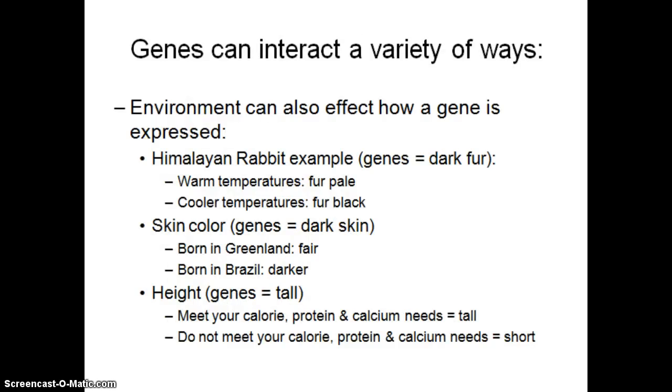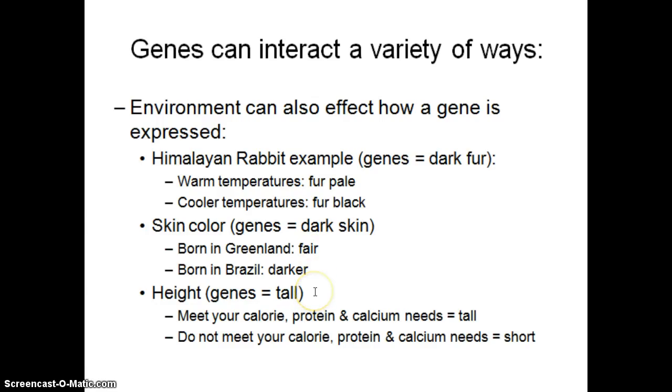The environment can also affect how our genes are expressed. So if you were to look at a Himalayan rabbit, where it's warm, their fur is really, really pale, and where it's colder, they have black fur. So that's the environment contributing to this. If I were to be born in Brazil, I'm really fair, but maybe I would have darker skin color. But if I lived in Greenland, I might be even more fair than I am now because I'm not being exposed to as much sunlight.